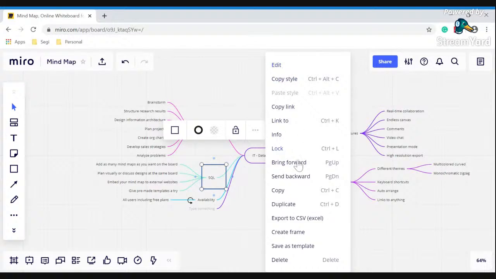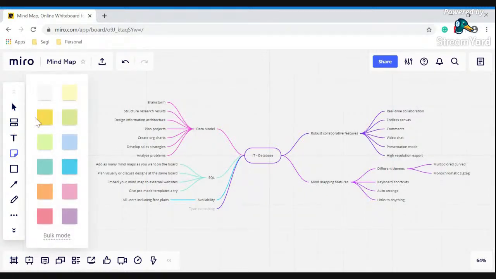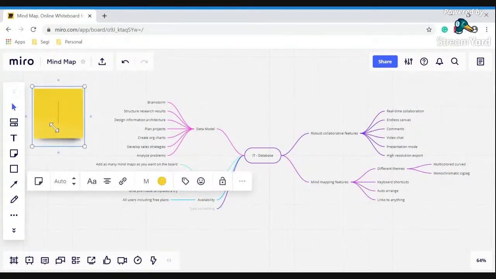You can do the edit, you can copy, duplicate, you can create your frame, and you also can put some links using this. I think it's very useful for you. So if anyone needs my help, let me know. This is very useful, so I suggest you use this software to create your mind map. From here you can also insert a sticky note. You can put some sticky notes and write your reminders and so on for this mind map.